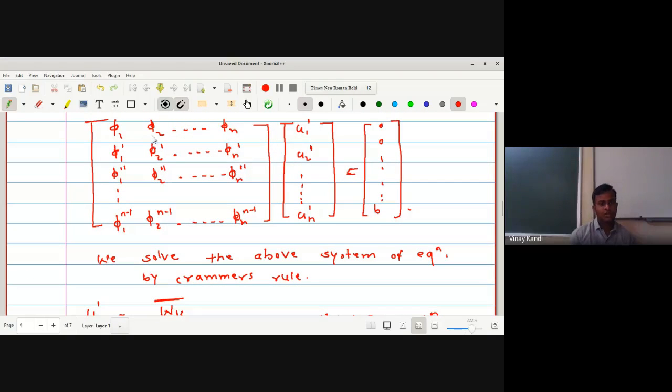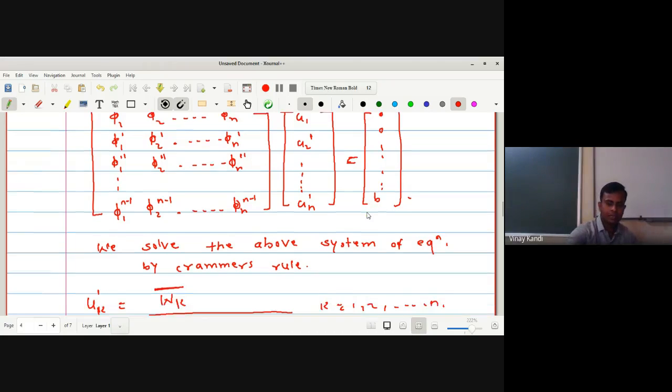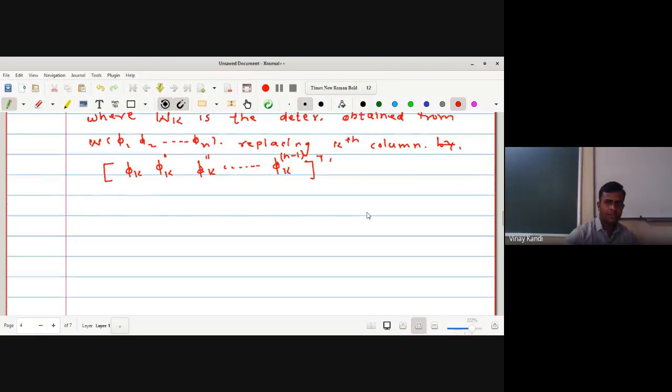This is the second column, phi2 dash, phi2 double dash up to phi2 raised to n minus 1. If this is the second column, what replaces it? 0, 0, 0 up to b. The column is replaced by 0, 0 up to so on b transpose. So here we get Wk is equal to, okay, wait a minute.